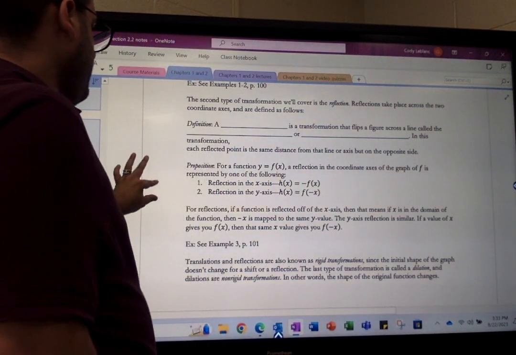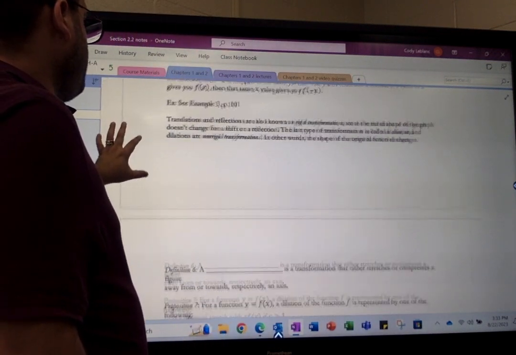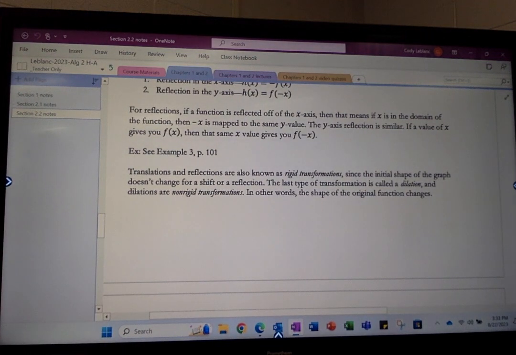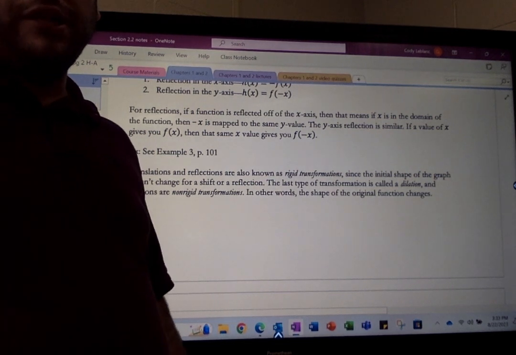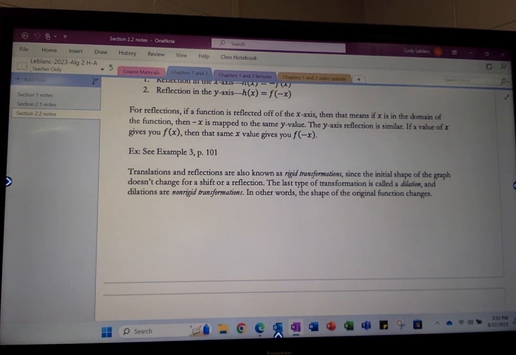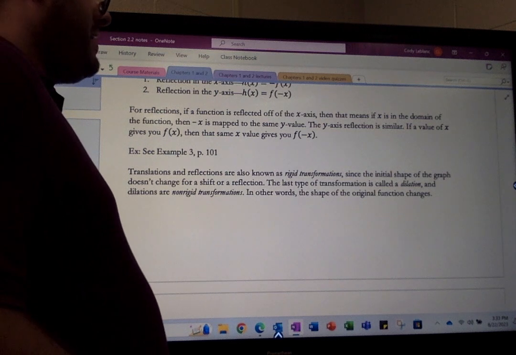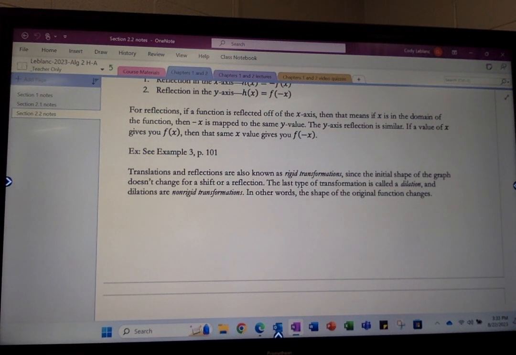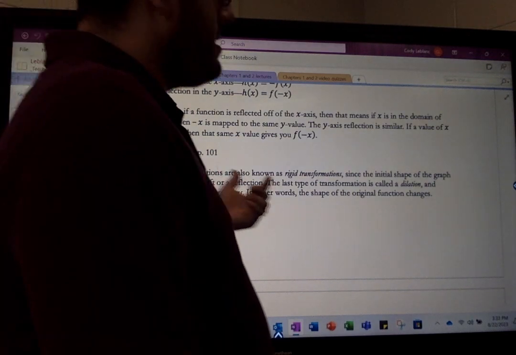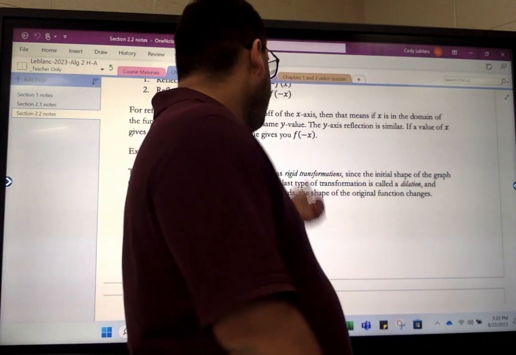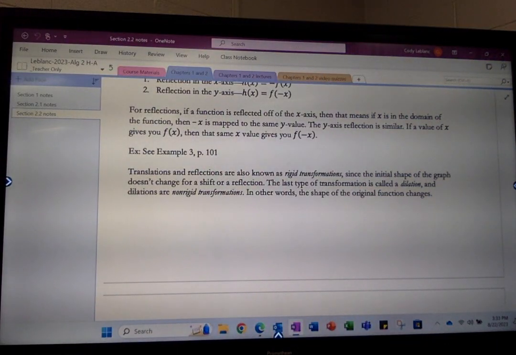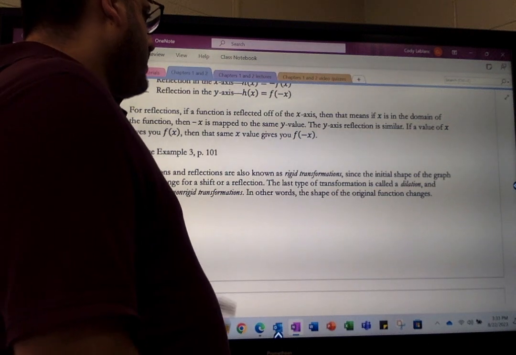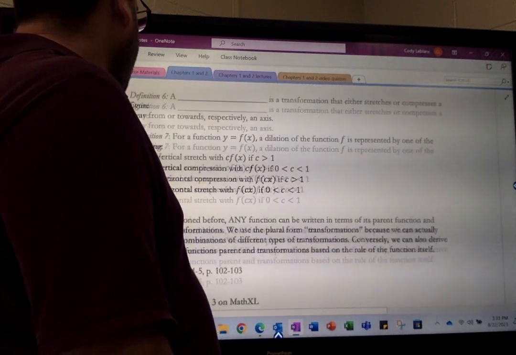So, anytime that we apply translations and reflections, they're called rigid transformations. All right? And when you think of the word rigid, you think of still, not being able to be bent or twisted. So the initial shape of the graph doesn't change for a shift or a reflection, just the position of it. The last type of transformation that we're going to learn about is called a dilation. And dilations are what's called non-rigid transformations. In other words, the shape of the original function does change.